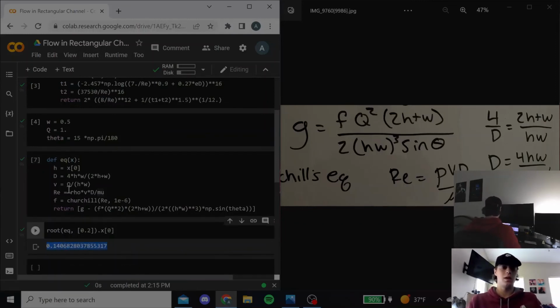So when we have a volumetric flow rate of about 1 meter cubed per second in the channel, then the height of the fluid is going to be about 0.14 meters.